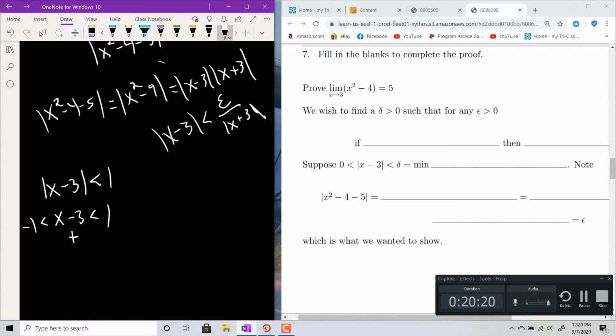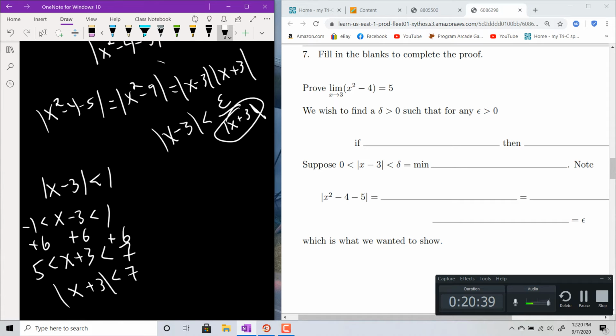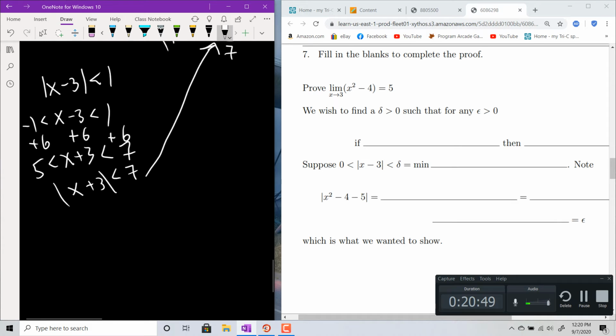If I add 6 to all three sides, then I'll have the x plus 3 part that I'm worried about in the epsilon expression. So I have a 5 less than x plus 3 less than 7. Okay, so if x minus 3 is less than 1, then the absolute value of x plus 3 is definitely going to be less than 7. Okay, so I can replace that x plus 3 thing with a 7. Okay, and basically my delta that I've just engineered is going to be the min of 1.